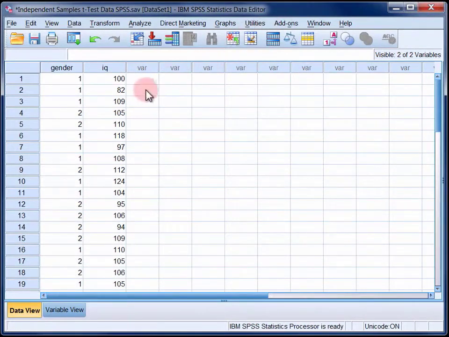When setting up the data file, you'll need two columns. The first column will record which group each case belongs to, and the second will record their scores on the dependent variable. Each row represents a case. The grouping variable or independent variable will require value labels, and these can be added in the variable view.